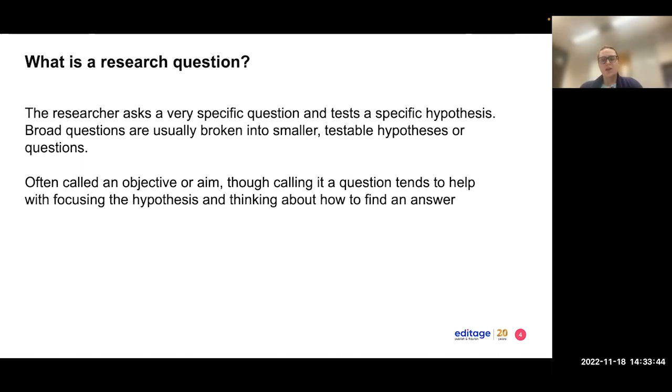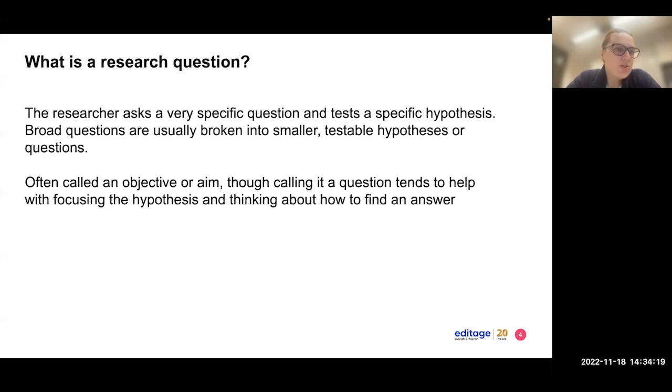So, in order to understand how to design your research, we need to be sure we understand what a research question is and why you need a research question. It's something that's very specific to the researcher and tests a specific hypothesis. I feel that sometimes in the beginning, when we are working with students, they struggle quite a lot with this specific issue of generating hypotheses.